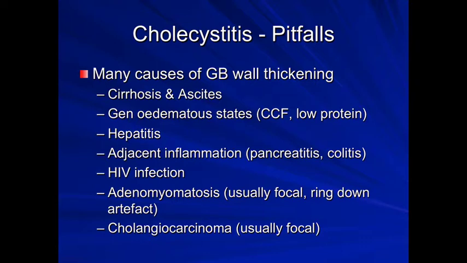The more sinister problem is cholangiocarcinoma, and again that usually causes a focal thickening of the gallbladder wall, although as it spreads and becomes more severe it can be more diffuse. Don't forget that the normal gallbladder wall is 3 millimeters.